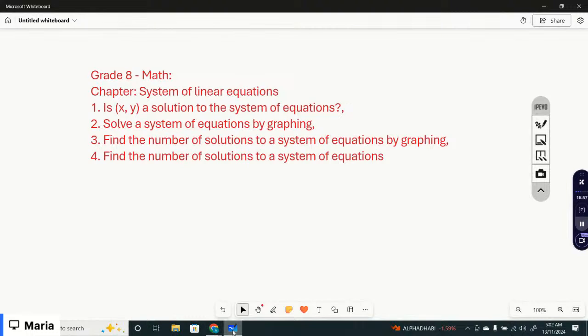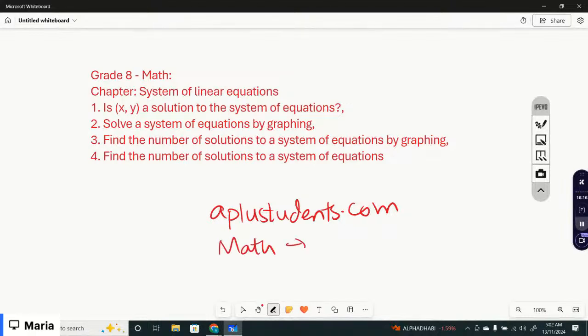You can find all the lessons on aplusstudents.com. You have to log in there using your email address and password as provided by the administrator. Then you have to select math from the subject tab. Scroll down to grade 8 math and then click on view all lessons. There you can find a list of the chapters.